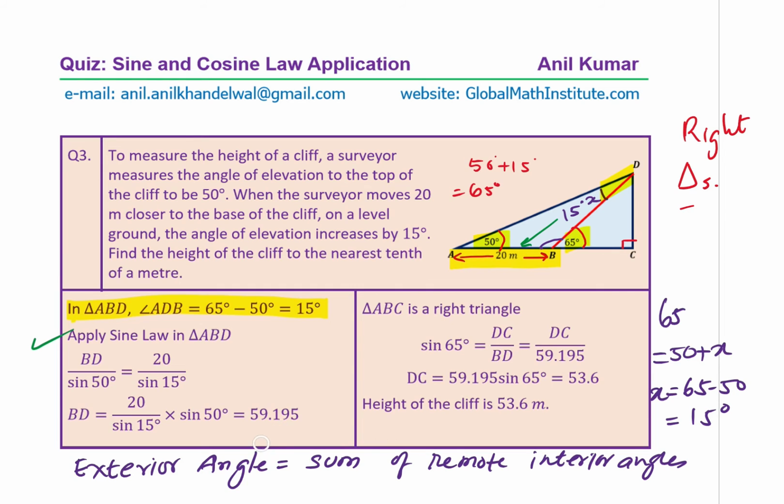So once we know the side BD, the other triangle is a right triangle, we can use the sine ratio to find the height since we know the hypotenuse, correct? So apply the sine ratio and find the height, which is 59.159 times sine of 65 degrees. 53.6 meters will be our answer, right? So round it to the nearest 10 to get your answer. Is this step absolutely clear? Perfect. So that becomes an application in 2D.